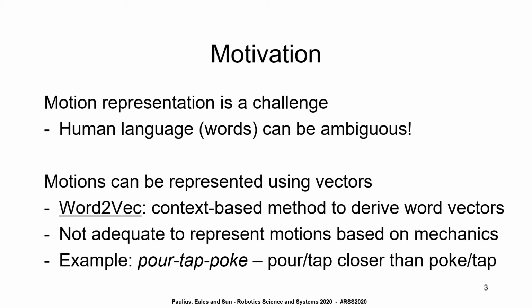From our own work on knowledge representation, we observed that it is a challenge to describe manipulations with words, as human language is inherently ambiguous. This problem also extends when we're trying to communicate the idea of motions to robots. In machine learning, motions are typically represented as vectors, which are learned using methods such as word2vec. However, these embeddings do not reflect mechanical characteristics of motions, and therefore, distances between these vectors do not make sense.